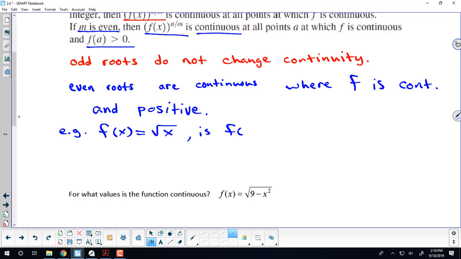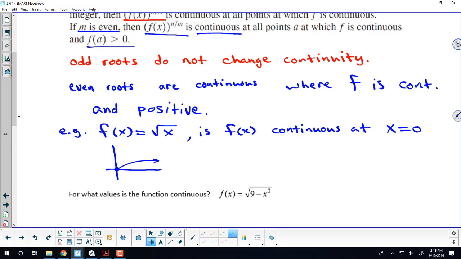is f of x continuous at x equals 0? Even though we can compute the square root of 0, is the square root function continuous at 0? No. How come? Because that's where it ends. It's only right continuous, I guess you could say. The square root function sort of ends there, right? The domain is from 0 to infinity.